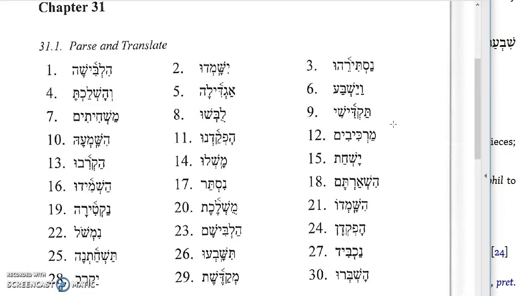You will sanctify. And then number 10, hishama'ah, that's the object suffix, a nifal infinitive construct, her being heard.